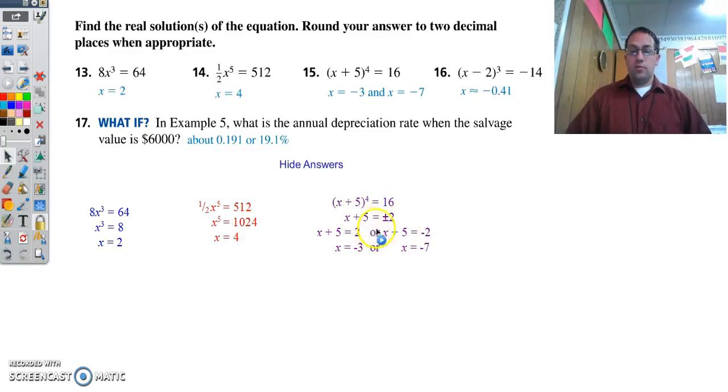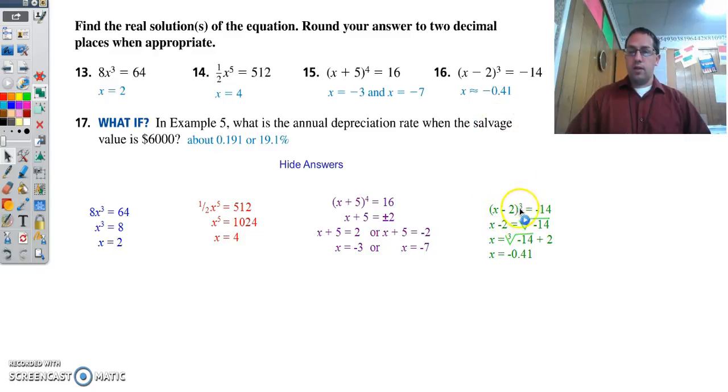Then we're going to subtract 5 from both sides. Well, first we need to split it up. x plus 5 equals 2, x plus 5 equals negative 2. And then we're going to subtract 5 from both sides, so 2 minus 5 is negative 3, or negative 2 minus 5, which is negative 7. So that's where those 2 answers came from. Alright, next one we have, right, there it is.